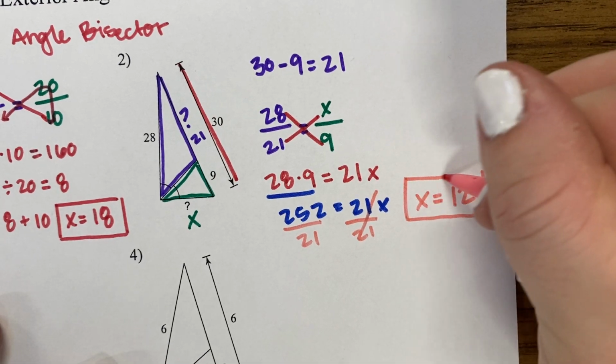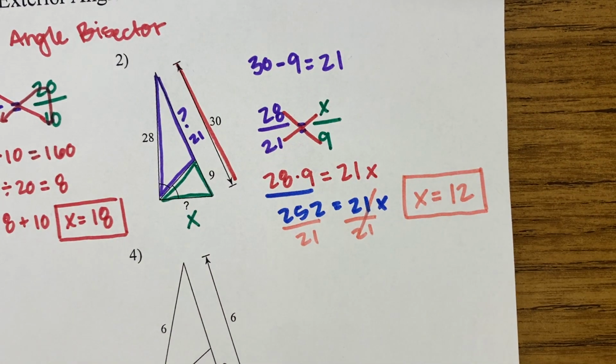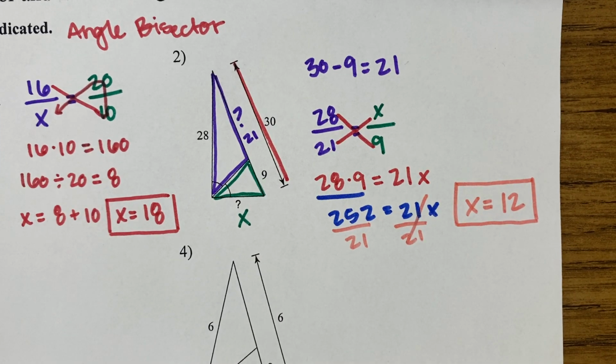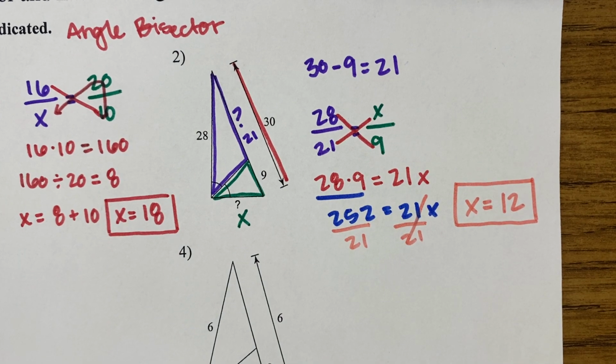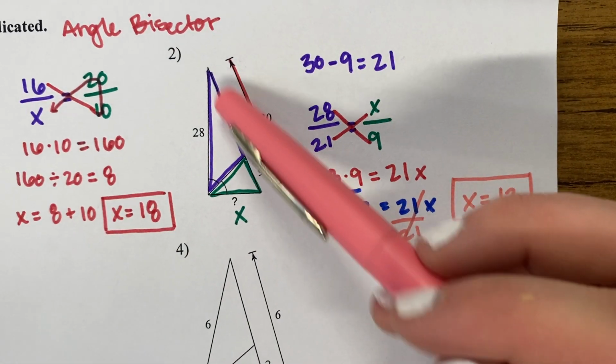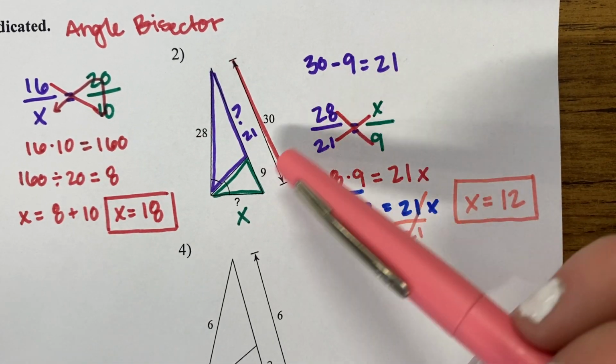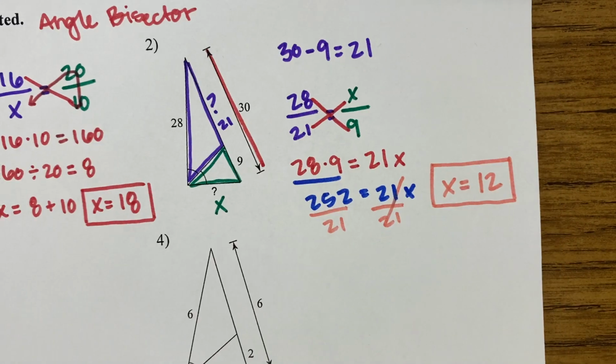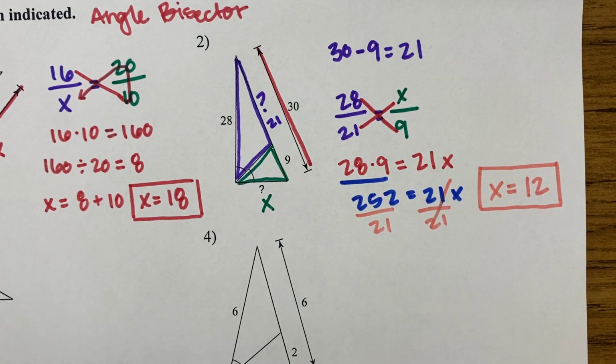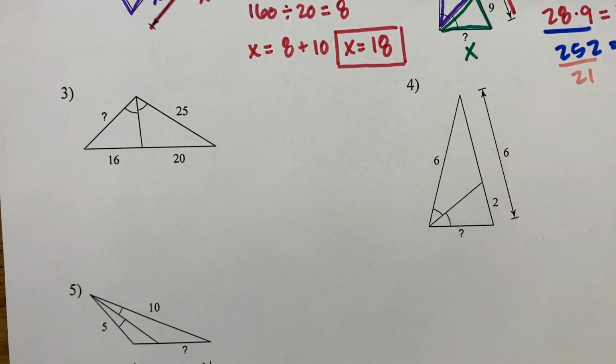Okay, so we know that the missing side for my green triangle was 12. Again, set up a little differently, but we found out that the missing side that helped us find that was 30. Take the whole piece, subtract the piece it gives you, and that's the other piece of that triangle.